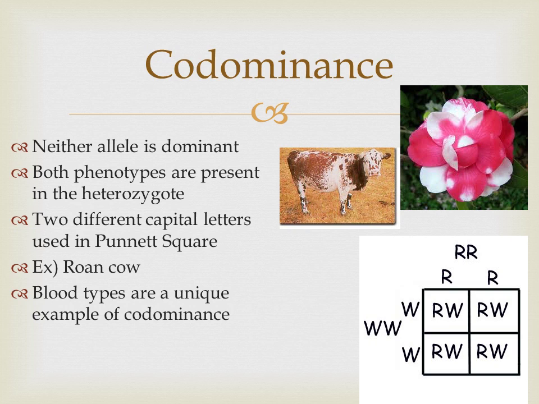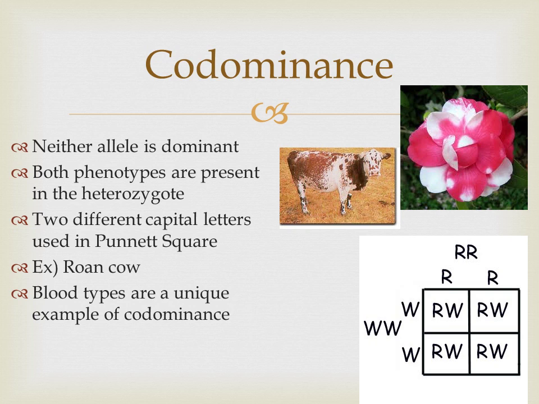The first is called codominance, and that's when instead of one allele being dominant over the other, neither allele is dominant. And so both phenotypes are present in the heterozygote. So if you had red flowers and white flowers, those being the two homozygous variants, then the heterozygote is going to show both. It's going to show a flower that's part white and part red.